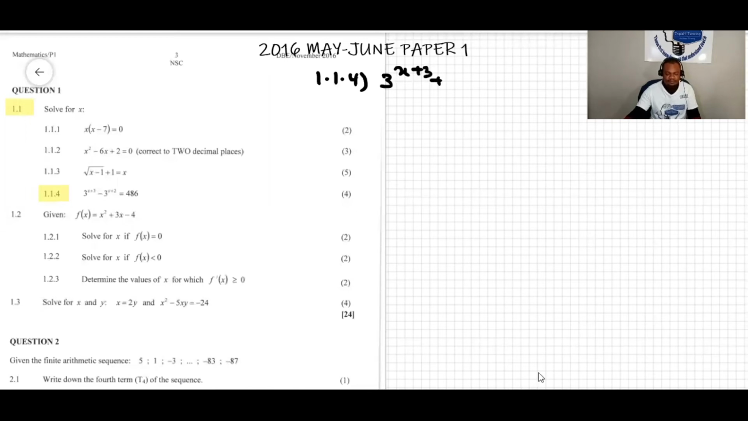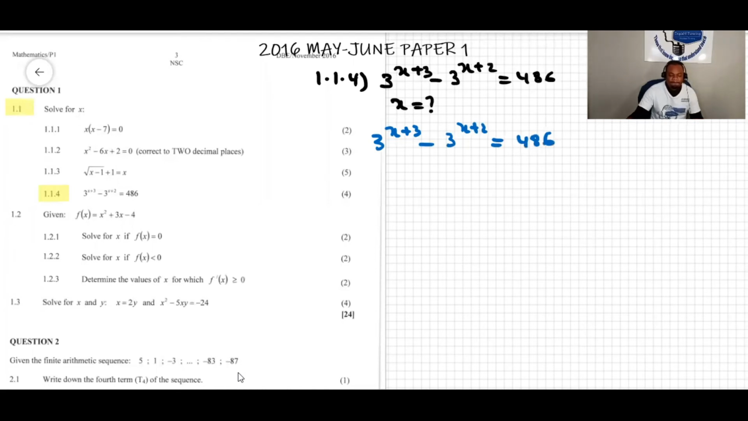minus 3 to the power of x plus 2 and equal to 486. We're still going to find x. All right. Let's solve the question. I'm going to write the question. Let's start solving the question here. 3 to the x plus 3 minus 3 to the x plus 2 equal to 486.